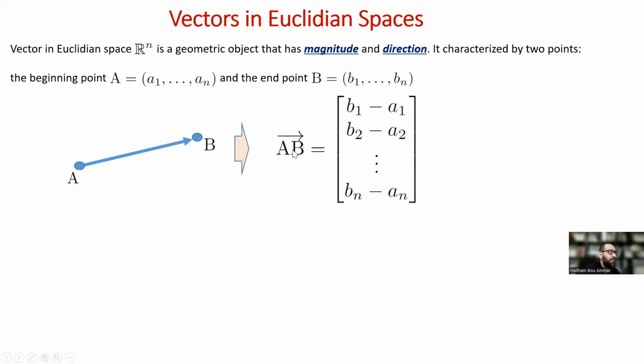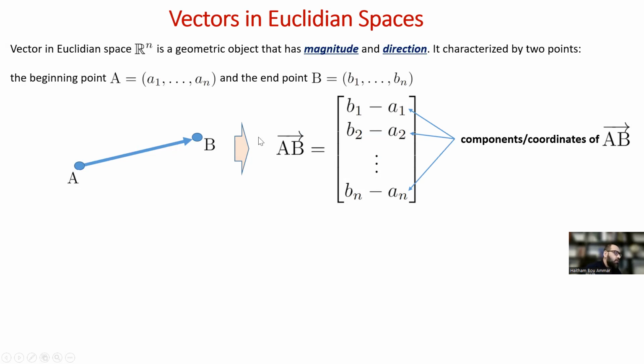So now that vector AB, I can write it as B1 minus A1, B2 minus A2, B3 minus A3, and Bn minus An. So those are the coordinates or the components of that vector that goes from A to B.